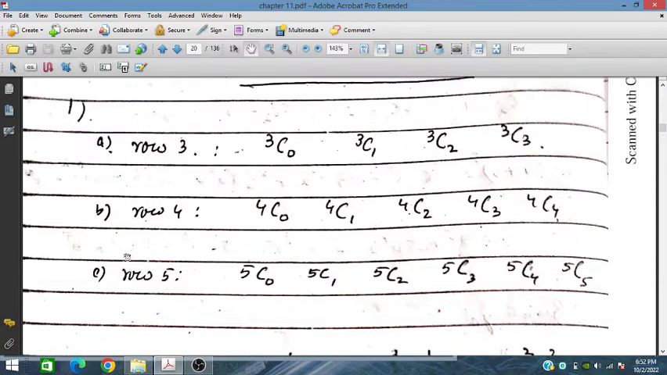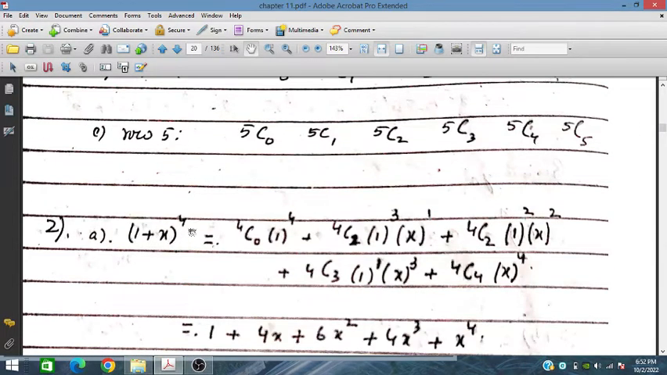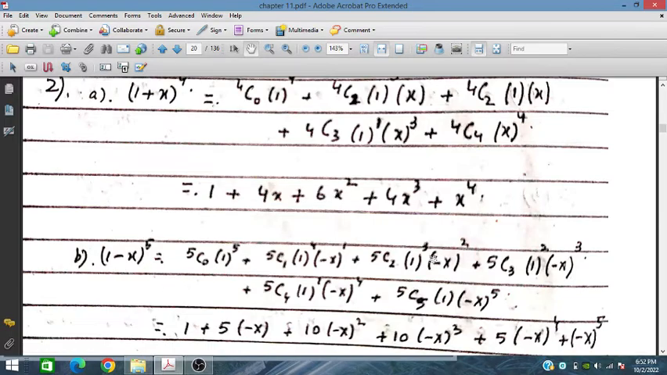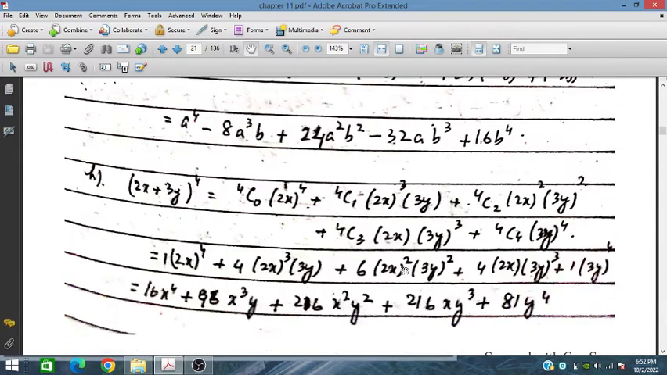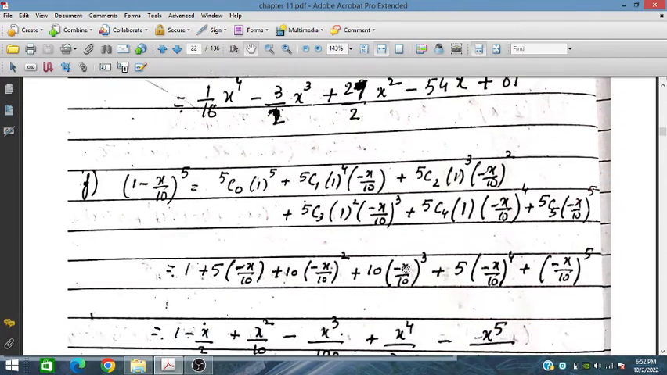For the next problem we have to expand 1 plus x power 4 by using the binomial theorem. So this one is 4C0, 4C1, 4C2, 4C3, 4C4, and this is A, this is B. A power n, A power n minus 1 with B power 1, n minus 2 with 2, n minus 3 with 3, n minus 4 with 4. So we can write it like this. Similarly for this one and for this one, we have all solved it using this simple technique.